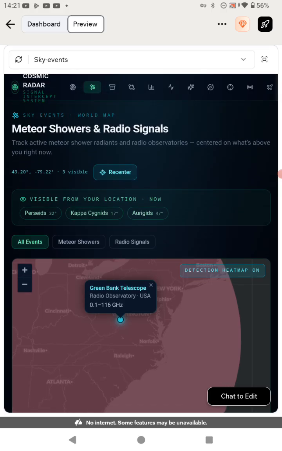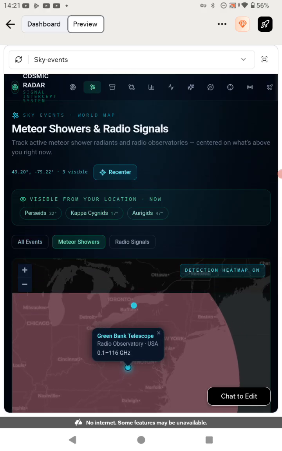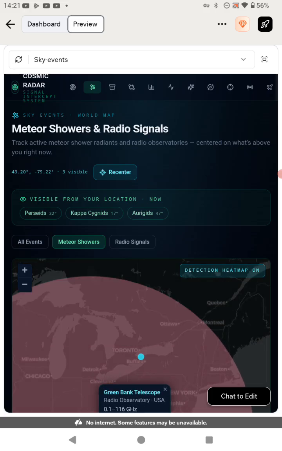Now, most of these pages on here will allow you to download what you see into a PDF file. See, here we go. This is now showing up. So while we're waiting for that, we got all events. Okay, so now we got that for meteor showers, radio signals, and all events.